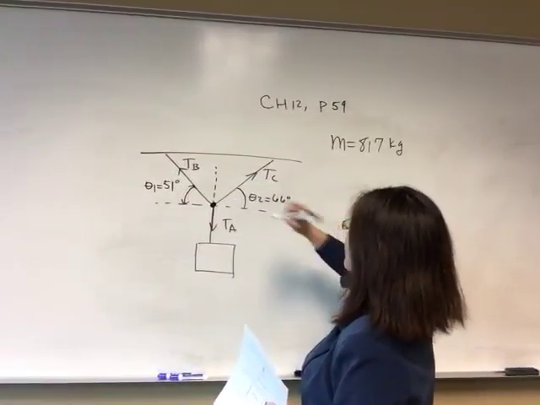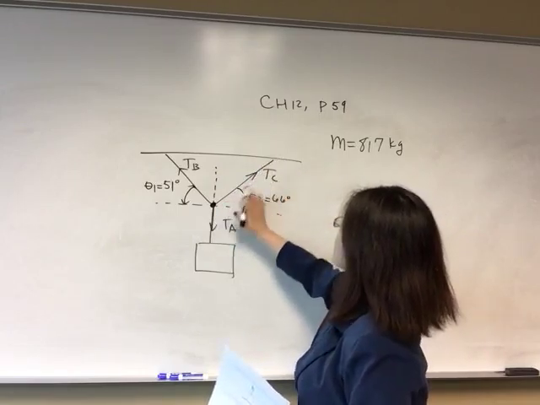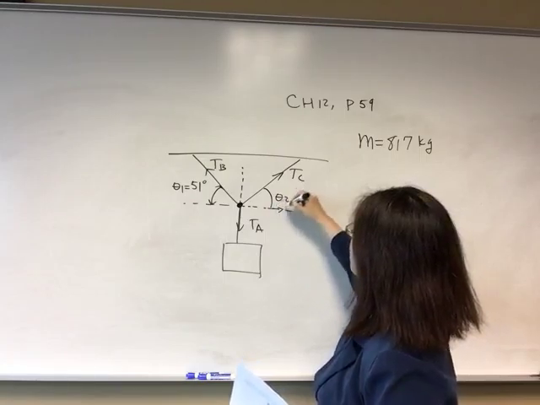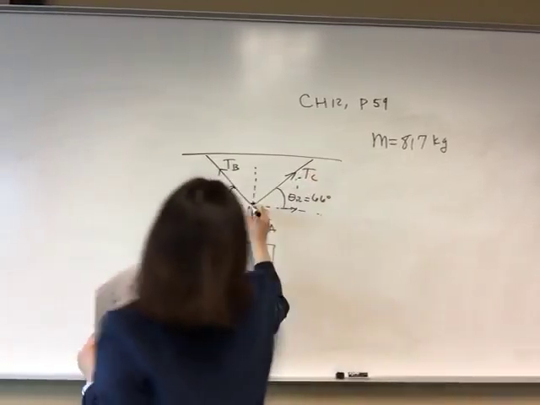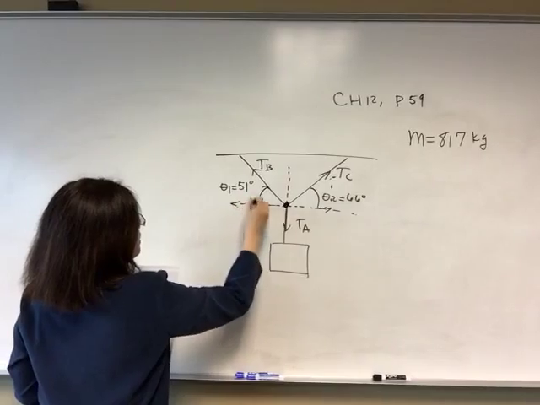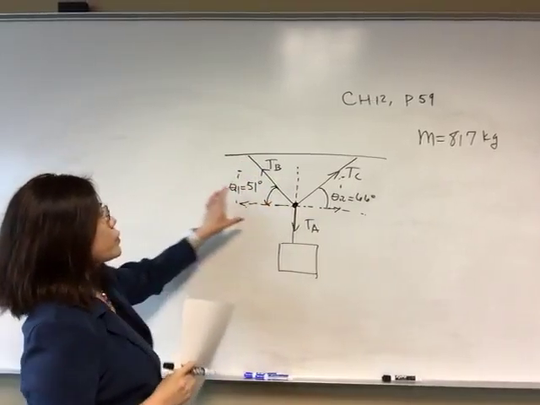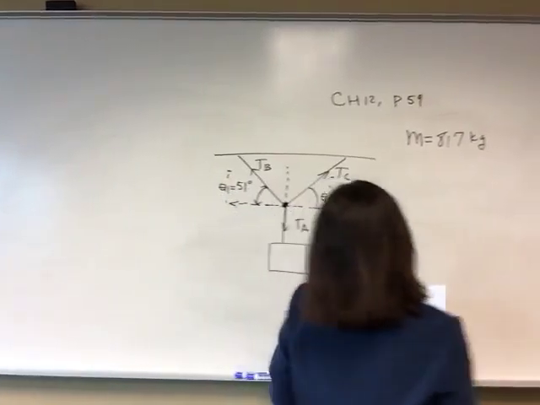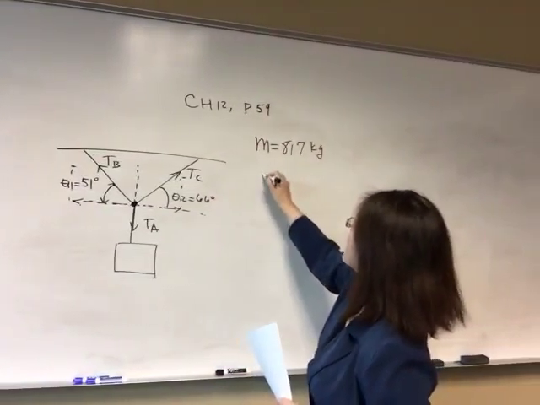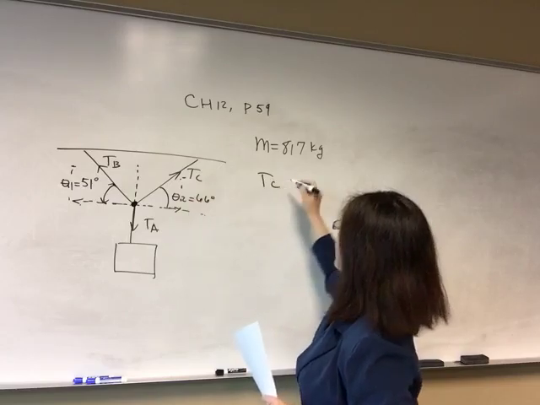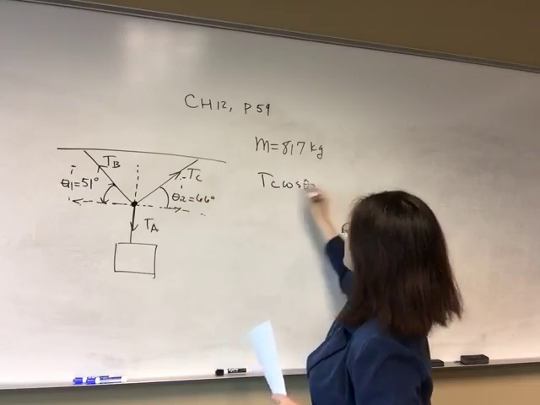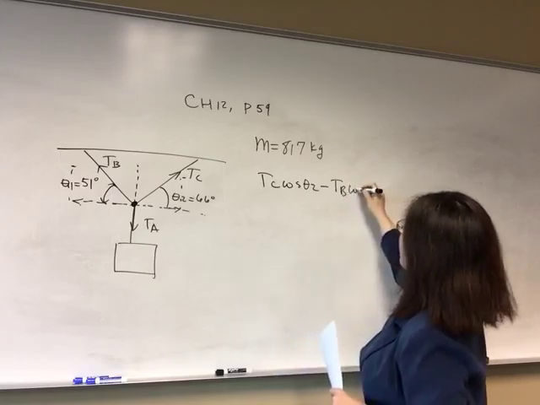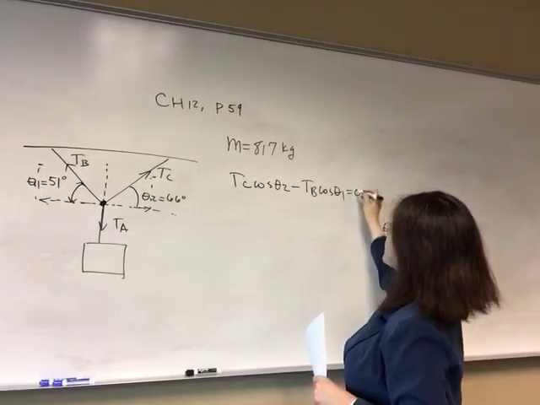So let's do that. TC has a positive x component and a positive y component, and TB has a negative x component and a positive y component, and these two positive y components are going to be balanced by this downward tension. So let's set out the equation according to this diagram. You have TC times cosine theta 2, that's your x component, minus TB times cosine theta 1. The whole thing is equal to 0.